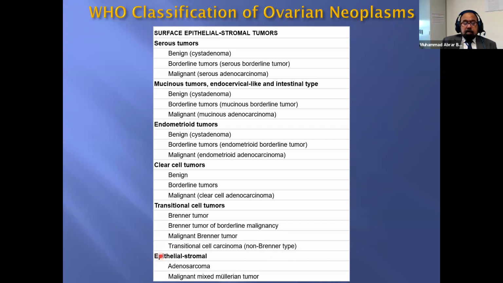Then we have epithelial and stromal tumors like adenosarcoma, meaning both elements are present, the epithelial element as well as the stromal element, or a malignant mixed Mullerian tumor, MMMT. This is also a combination of the epithelial as well as the stromal one.